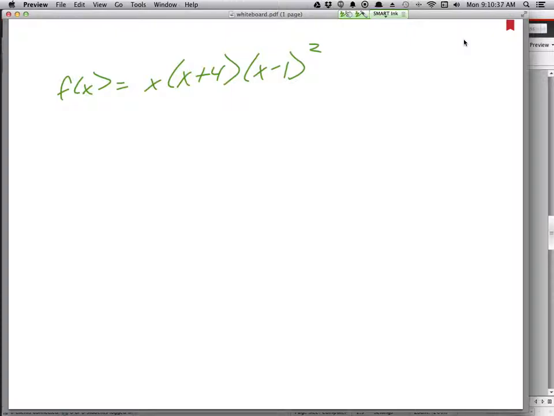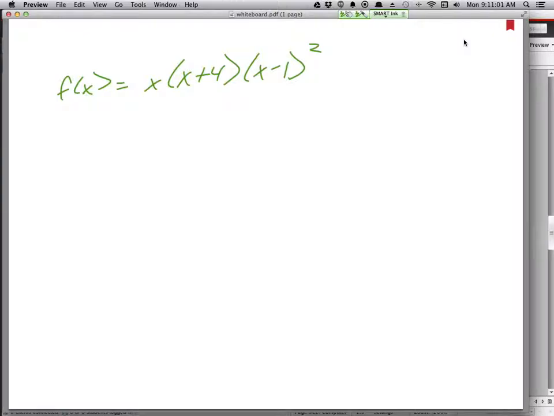I want to do the same thing on this. I want to talk about the end behavior, and I want to find the zeros. So what do you think on this one? Multiply the x's together. Very good. So what do I end up with if I multiply the x's together, Mike? Blake, what do you end up with?